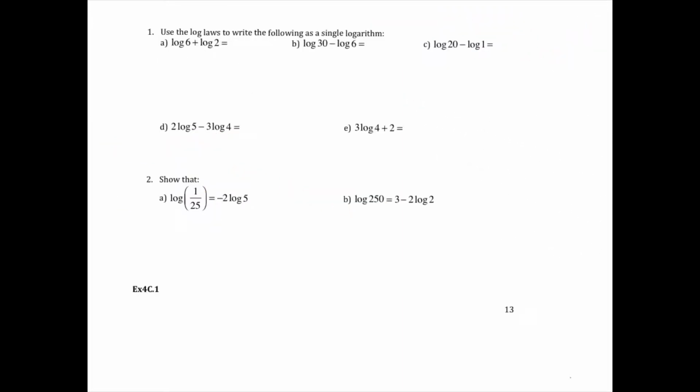Now, girls, I'm adding 2 logs. How can I just rewrite it? I just want to write it as a single logarithm. In other words, I just want log of something. Done. Can anyone tell me what it would be? Log 6 times 2, so log of 12. It's just log of 12. Is everyone okay with that? We're using that first law. And girls, can I just ask you quickly, what invisible base is there? 10. Good, you remembered.